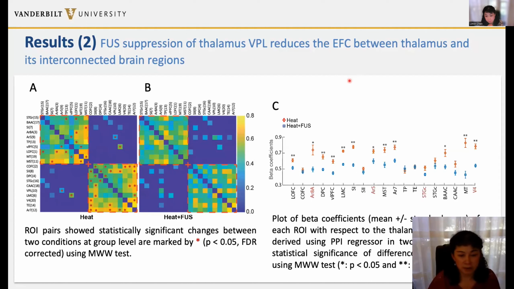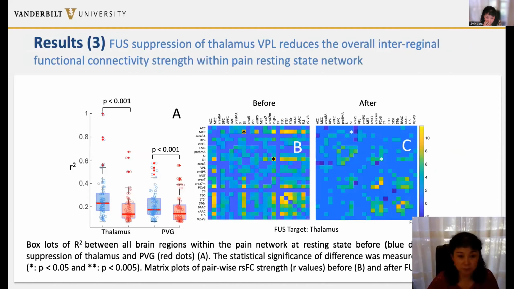When we did the time course analysis, the connectivity analysis from a subset of the brain regions, you can see that with the presence of the ultrasound at the thalamus, the connectivity strength was significantly reduced across pretty much all the areas we selected here. That means the data indicate that when the thalamus painful response was suppressed, the connectivity between the thalamus and its interconnected regions was also suppressed or disrupted.